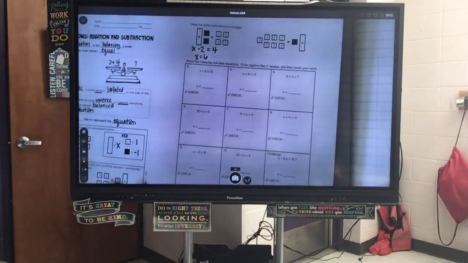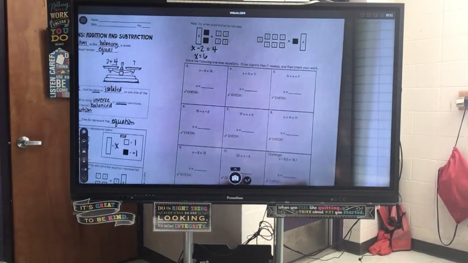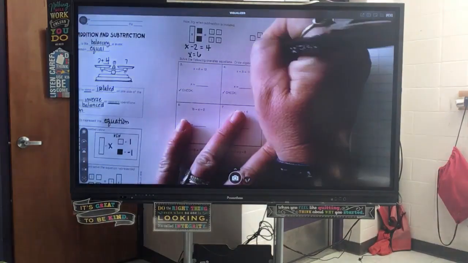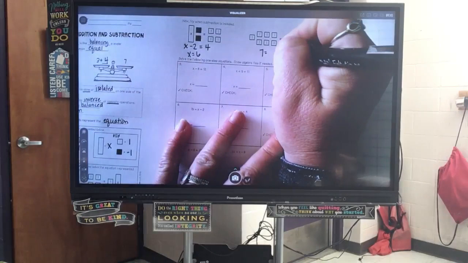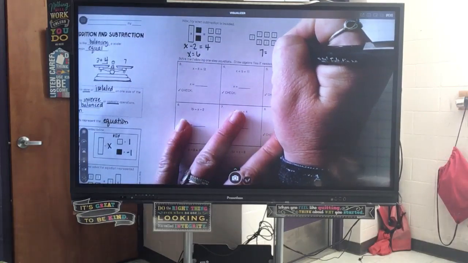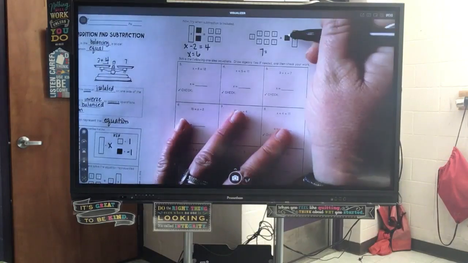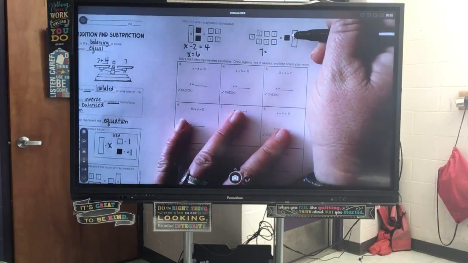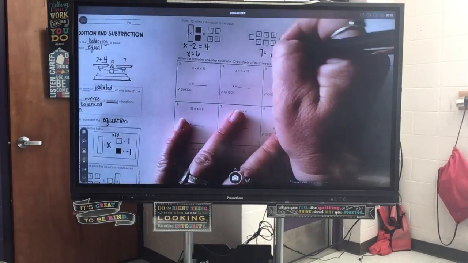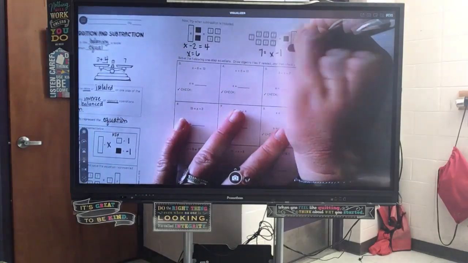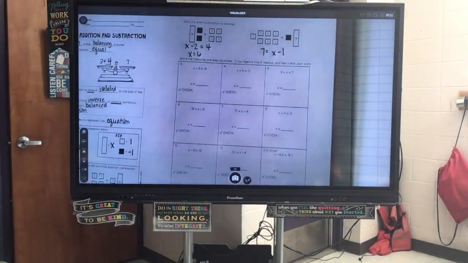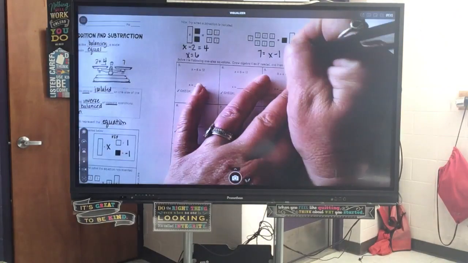Alright, the next one. Who wants to give that one a try? Alright, Camden? 7 equals 1 minus x. Okay, so it's not 1 minus x because this is representing -1, right? So it would be x minus 1, okay? And then what would our solution for that one be? What would our solution be, Aiden? 8. x equals 8.